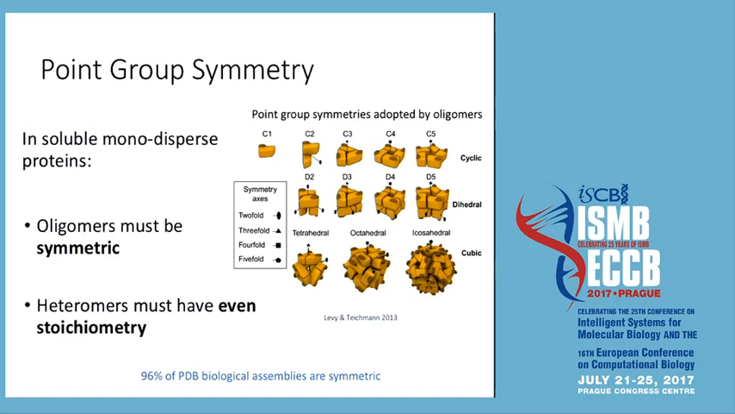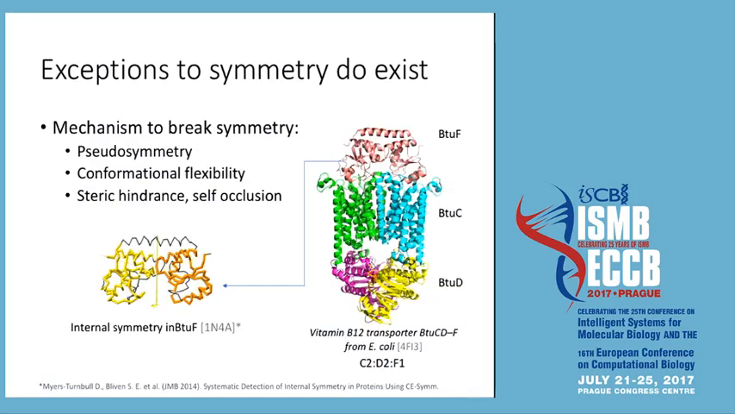And actually, this can be seen in the actual data we have in the Protein Data Bank. 96% of the annotations we have are for symmetric complexes. And there's some evidence that some of that 4% might be wrong. So not all of it, but there's some evidence for that. There are exceptions to the symmetry, of course, as it's possible to break the symmetry in a protein complex.